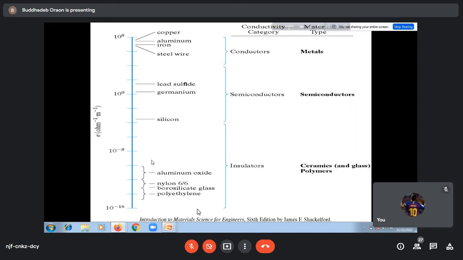Then in between you have got some materials like germanium, silicon, and all that. So these are some of the materials which fall under semiconductors. And below that we have insulators like ceramic, glass, and all that. And this slide shows the range of conductivities for different materials, conductors, semiconductors, and insulators. So this will give you some idea about the quantified values of conductivity and the classification of materials based on electrical conductivity, metals, semiconductors, and insulators.